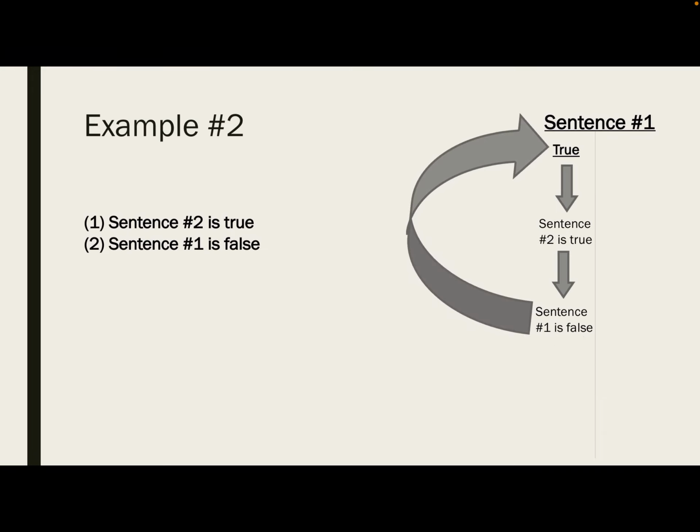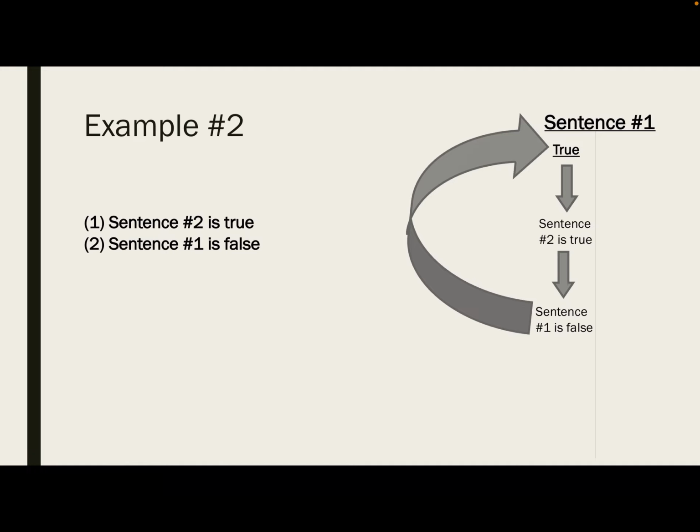Good? Well, what? This is the scenario of sentence 1 being true. So if sentence 1 is true, sentence 1 is false. It's both at the same time.